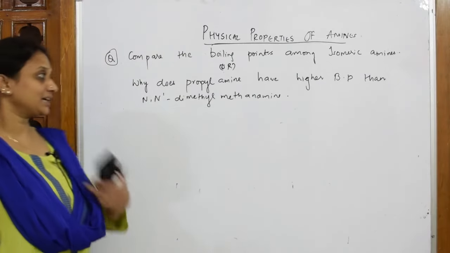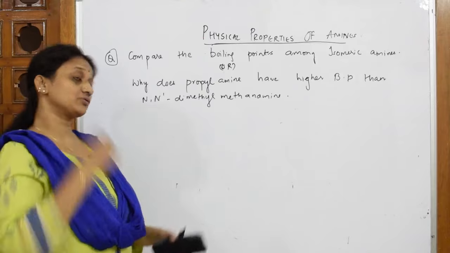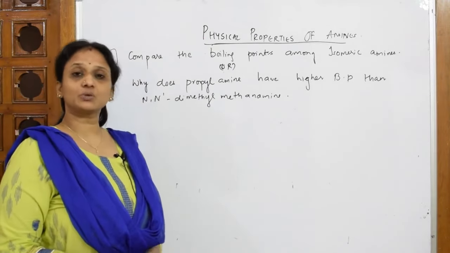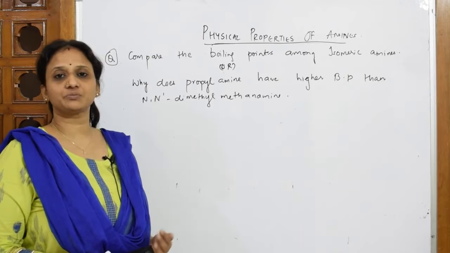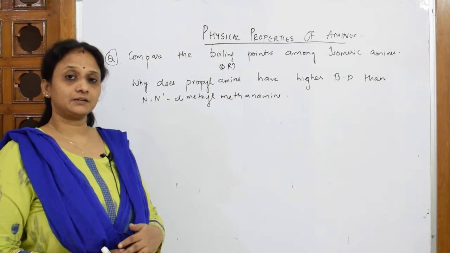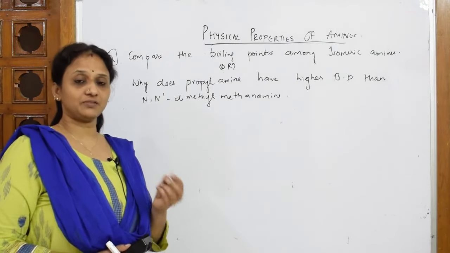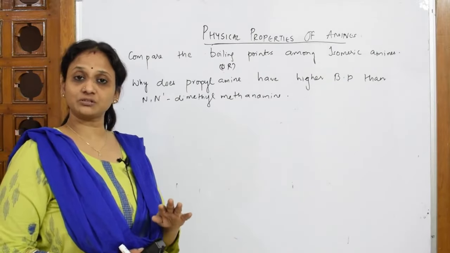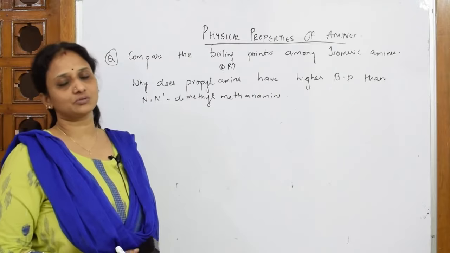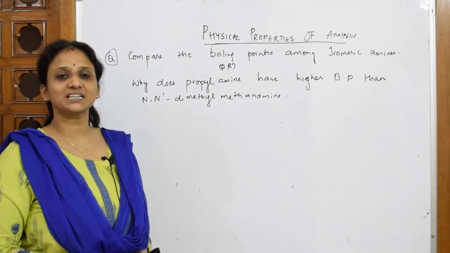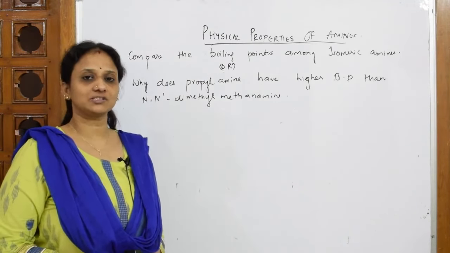Right, so let us come back and see one more question based on boiling points. So we've understood one concept. What is the concept? Whenever there is hydrogen bonding, and that hydrogen bonding varies between a nitrogen atom and an oxygen atom, nitrogen is less electronegative, so the boiling point was less compared to your alcohols and carboxylic acids.